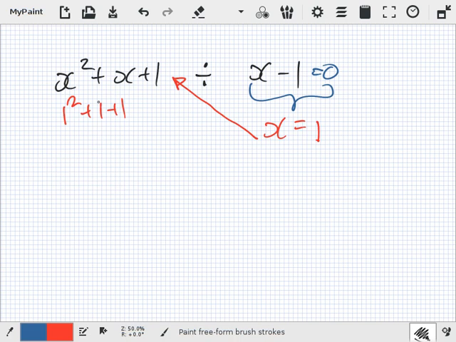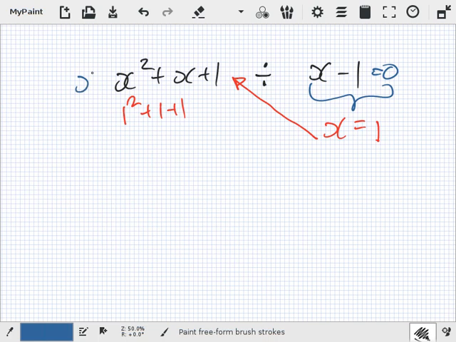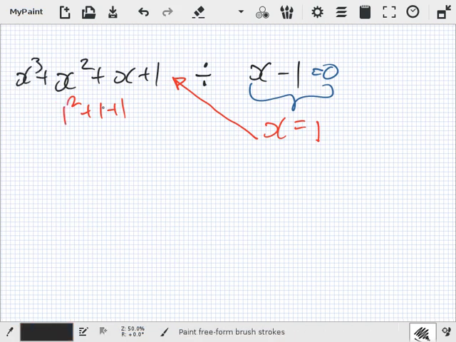Oh, sorry, that's not the same. I wrote down x cubed plus x squared plus 1. Sorry, so let me keep it the same. Yeah, x cubed plus x squared plus 1. Okay, so now I have 1 cubed plus 1 squared plus 1 plus 1. What do I get? 4. That's the remainder. So this is a quick way to get the remainder. It can save you a lot of time.